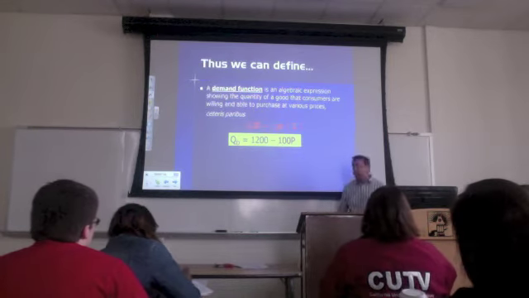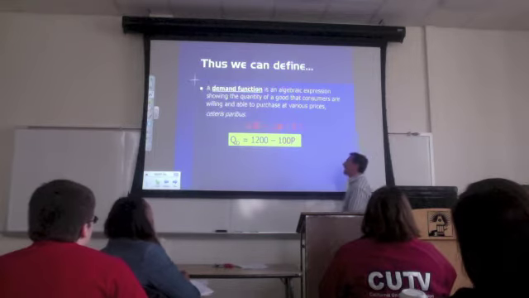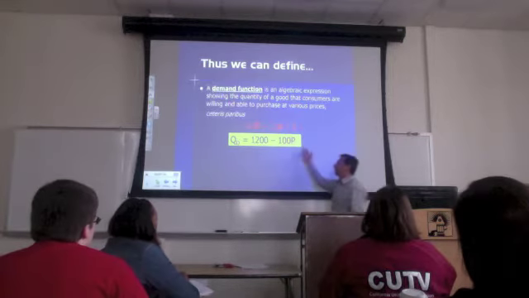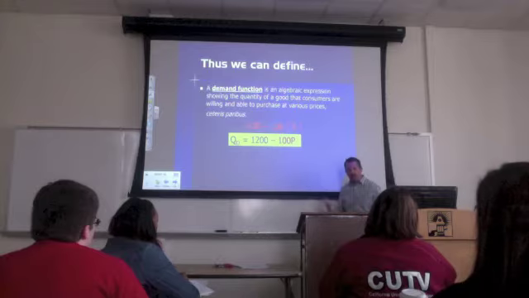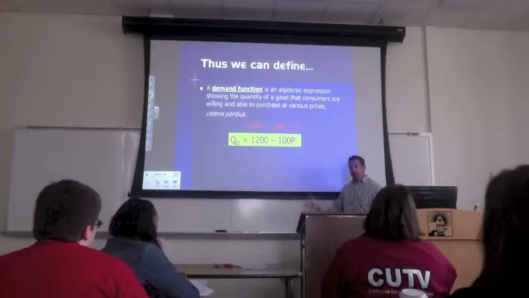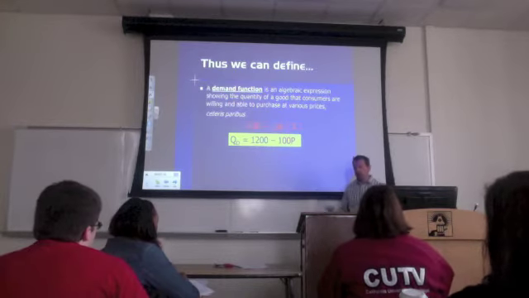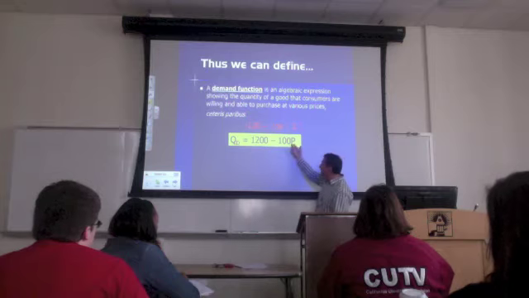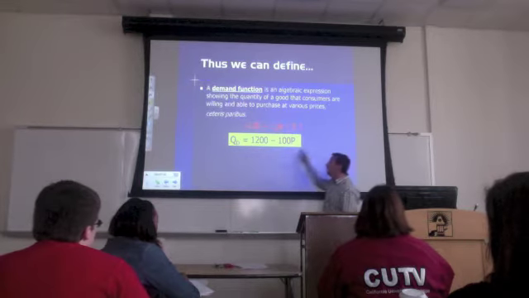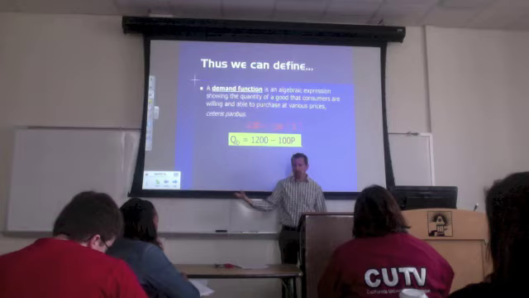We could put in $4 for p. 4 times 100 is 400. 1200 minus 400 would be 800. Quantity demanded would be 800 when the price was 4, and so on and so forth. So you just substitute various prices in for the p in the demand function, and that would tell me what quantity demanded is. Yes? Okay.